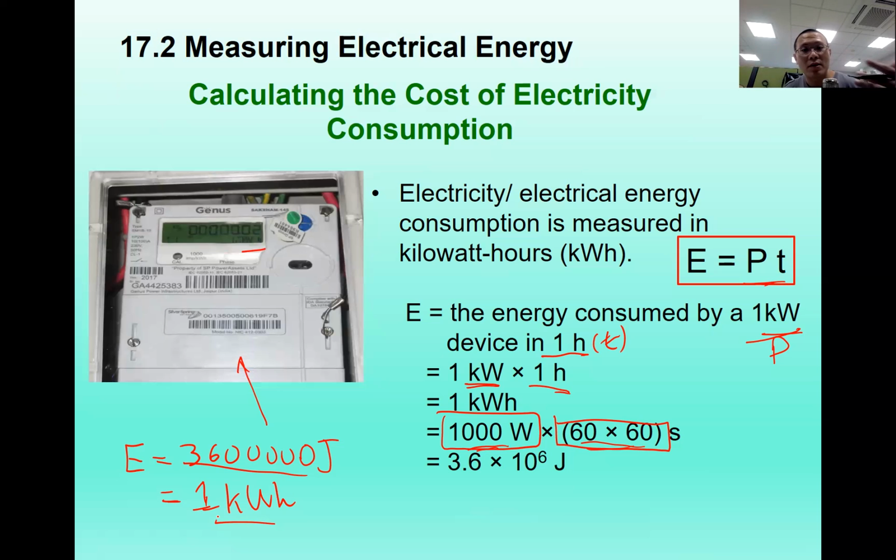So that's why I purposely set the power unit to be kilowatt and the time to be hour, so that the energy is now measured in kilowatt hour. So small appliances use a small amount of energy and cost a small amount of money.